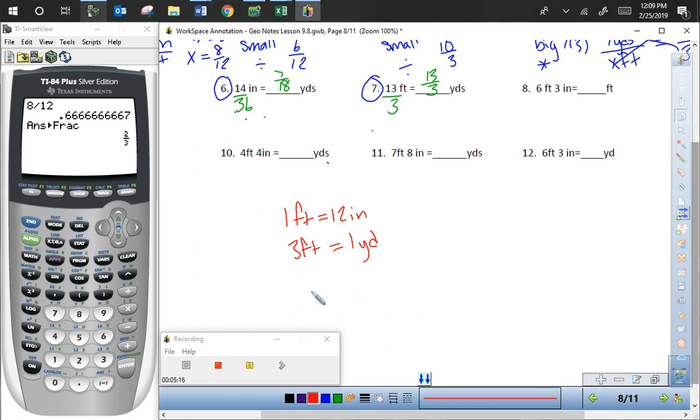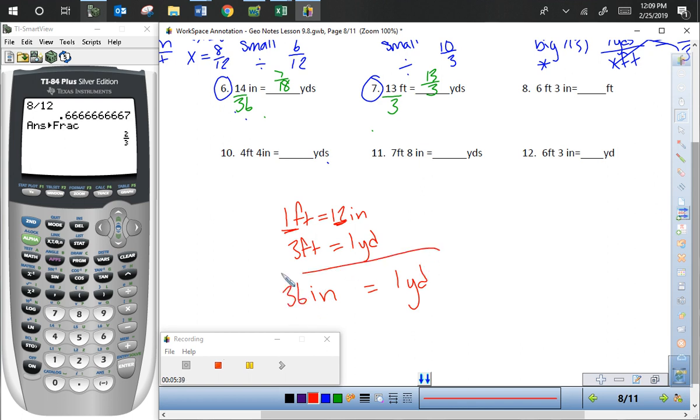So if we want to know how many inches in a yard, we just have to think in 2 pieces here. 1 foot has 12 inches. Okay, so each of these 3 feet has 12 inches in it. So that's 12 plus 12 plus 12, or 12 times 3, is 36 inches.